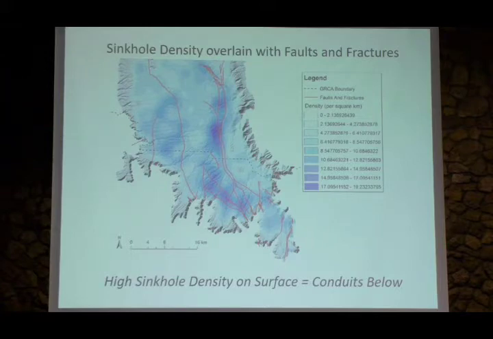And we also know that sinkhole density correlates with increased groundwater contamination. So we used LiDAR data to create a sinkhole map of the Kaibab Plateau. We found almost 7,000 sinkholes on the Kaibab Plateau. And in blue here, we have sinkhole density. So this darker blue region has higher sinkhole density. And when we overlay it with faults and fractures, we see that there's a high correlation between the presence of many sinkholes and the presence of faults and fractures. And this actually indicates that these faults and fractures are likely the hydrologically active conduits delivering water throughout this system.